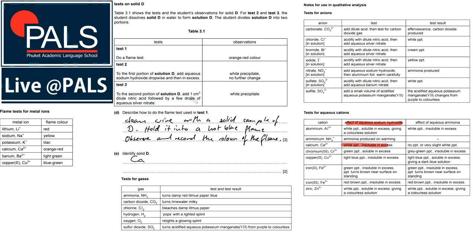Then the second portion of solution D, 1 cm³ of dilute nitric acid followed by a few drops of aqueous silver nitrate. We get a white precipitate, so that brings us back to our group 7 halide ions, and white precipitate means we're dealing with chloride. So we have calcium chloride. Due to the ionic charges Ca2+ and Cl-, the correct formula is CaCl2, or we could name it calcium chloride. That is the identity of solid D.